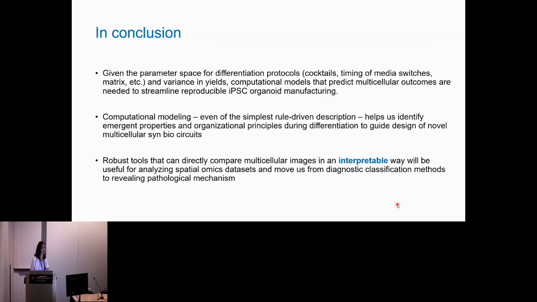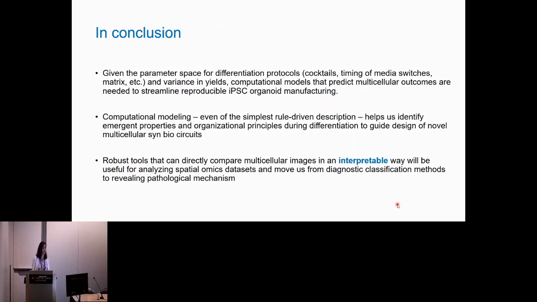So I just want to leave you with the fact that there are so many options in the culture and construction of organoids that computational models really are at a place where they can start streamlining reproducible organoid manufacturing. And even the design of new synthetic biology multicellular circuits, which I think mammalian synthetic biology is now at that place, can take place here.